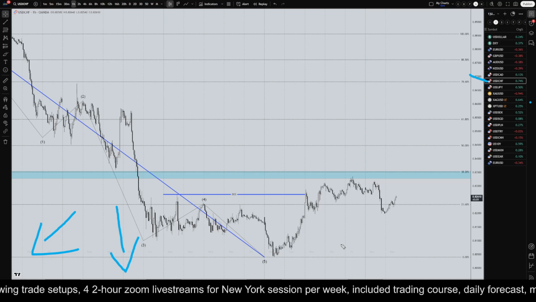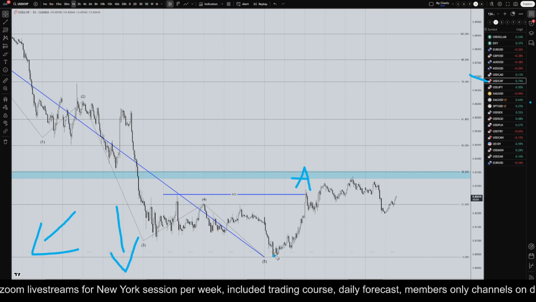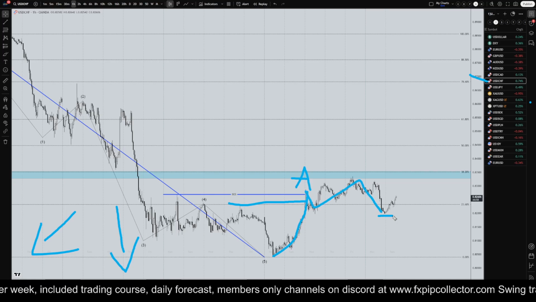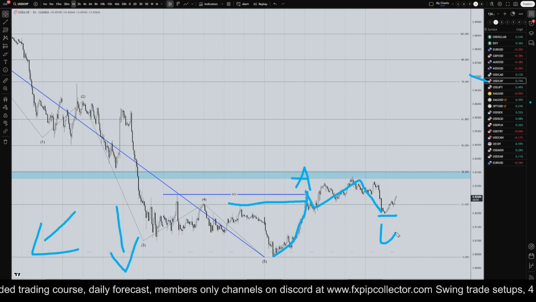So, anyways, the US dollar Swiss is actually playing out pretty much exactly like I've been saying. First move up, first impulsive move up with the breaker structure, likely a wave A. This is probably an A, B, C right here, ending right here. So one, two, three waves for a wave B.